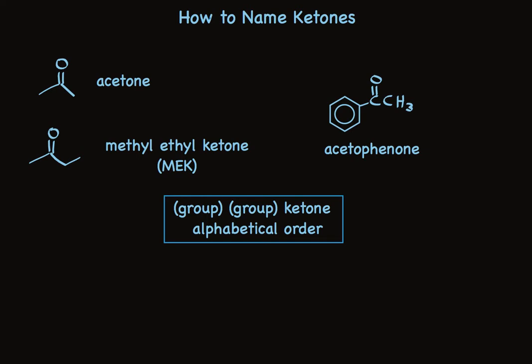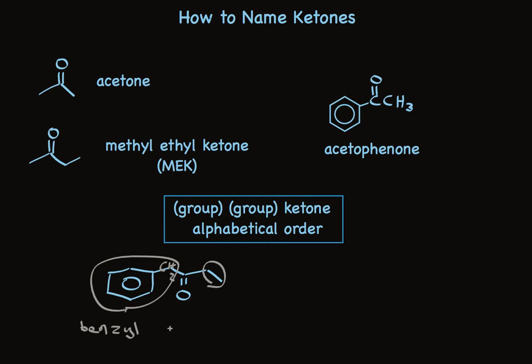So let's take a couple examples. This guy would be called benzyl ethyl ketone. This aromatic ring with a CH2 here is the benzyl group, and this is ethyl. We'll put them in alphabetical order and call it benzyl ethyl ketone. Here's another example. This is the vinyl group. This guy is methyl. Methyl comes before vinyl, so we'll call this methyl vinyl ketone.